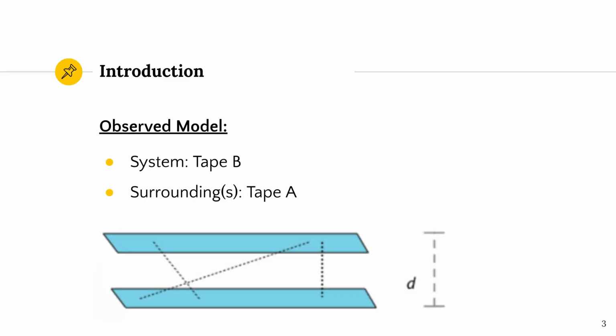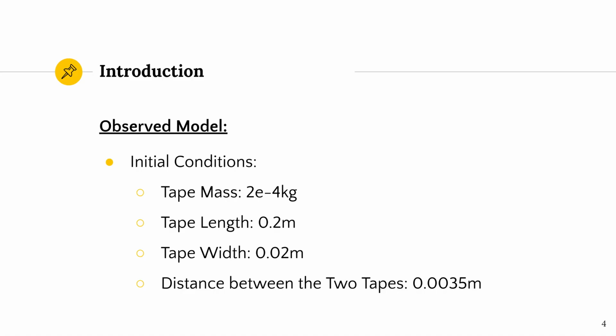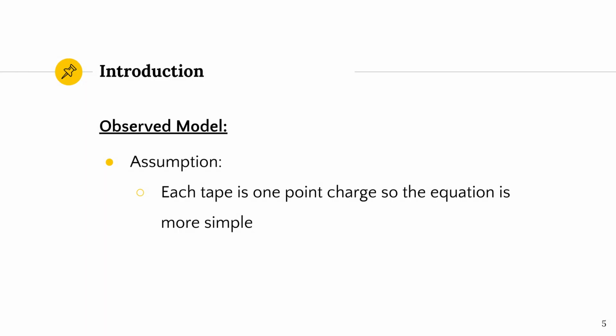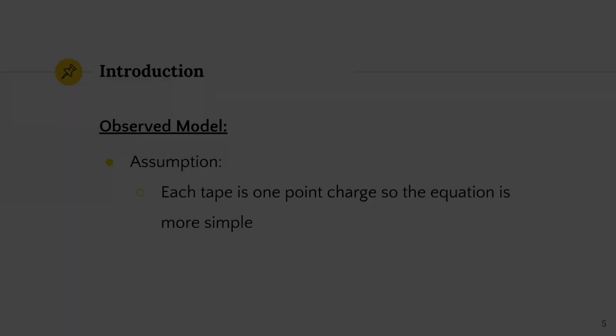This is an observed model. The system is tape B and the surrounding is tape A. The initial conditions are tape mass, tape length, tape width, and the distance between the two tapes. The assumption made is that each tape is 1 point charge, so the equation is simpler.